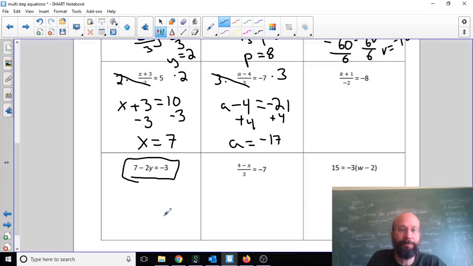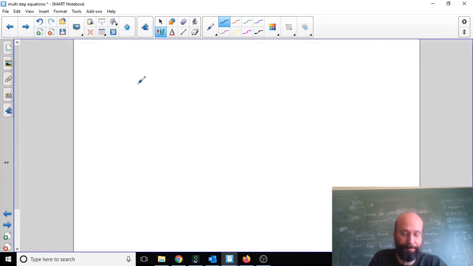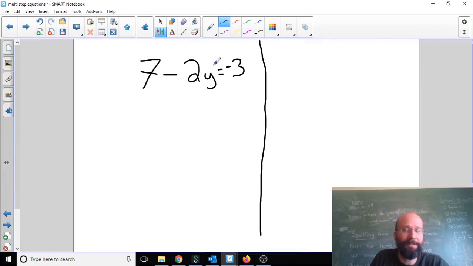I'm going to use this one: 7 minus 2y equals negative 3. We're going to open this up. So this is what I want to see. First, I want you to solve for this y. So I need to move this 7 over. There's nothing in front of it, so that means it's positive. So I'm going to subtract 7. So this is 0, and I have negative 2y over here. And over here, negative 3 minus 7 is negative 10. This is negative 2y equals negative 10.